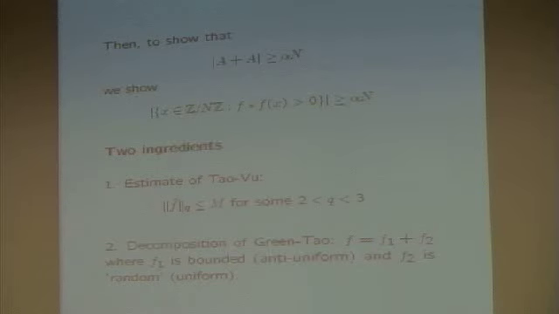So there's two ingredients that go into this. First, an estimate of Tao and Vu, which can be thought of as a restriction estimate, says that you have nice control of the LQ norm of the Fourier transform of f for some q between 2 and 3. And then based on using this estimate, we have this decomposition of Green and Tao, which decomposes f into two pieces. So the first piece is bounded, and then the second piece is random in a Fourier analytic sense.